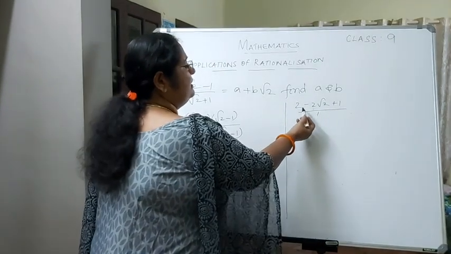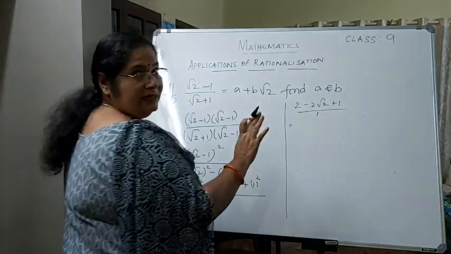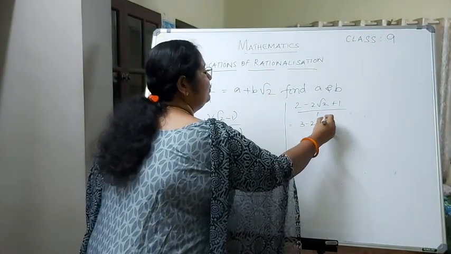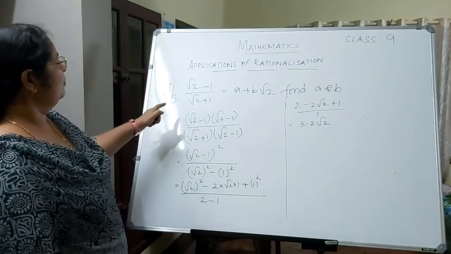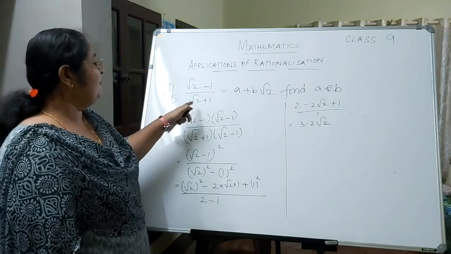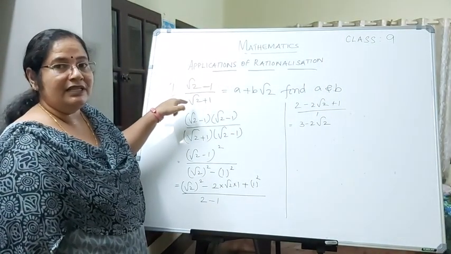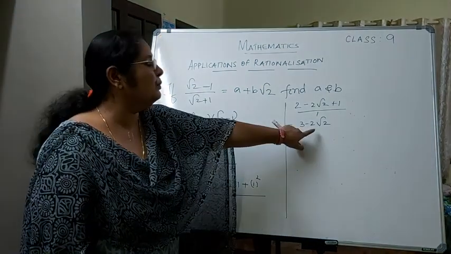Now what is this now? 2 plus 1, 3. So this whole divided by 1 means it's the number itself. So 2 + 1, 3 − 2√2. So 3 − 2√2 is the simplified form of this expression. After rationalizing it, we will get this as equal to 3 − 2√2.